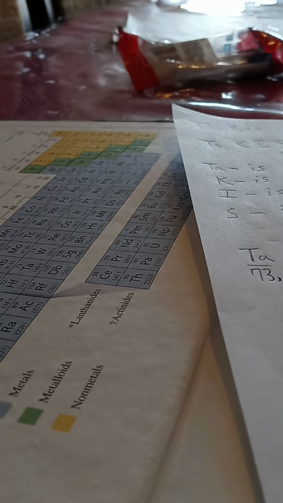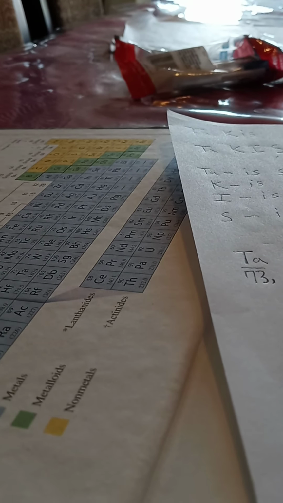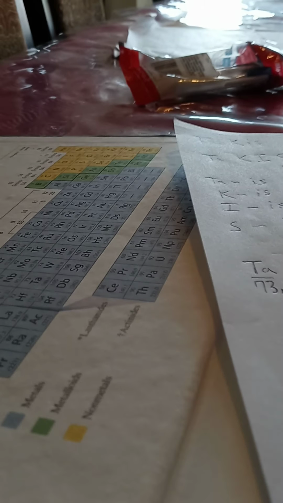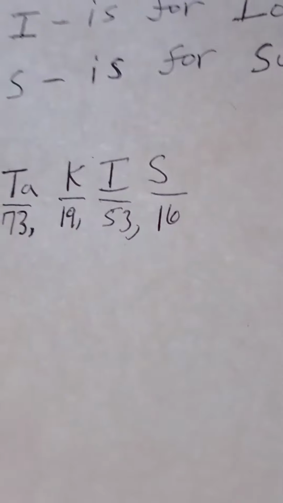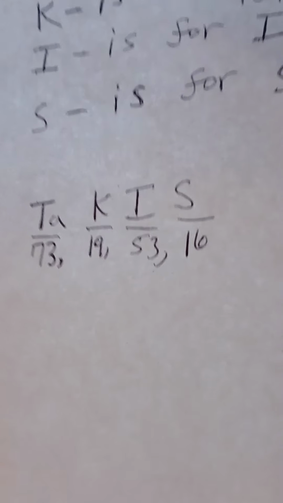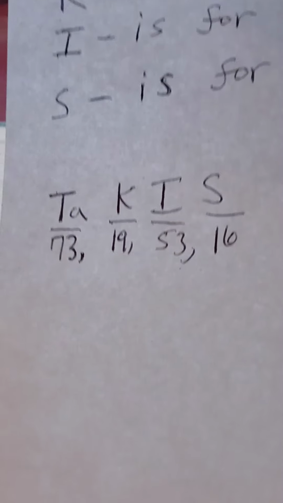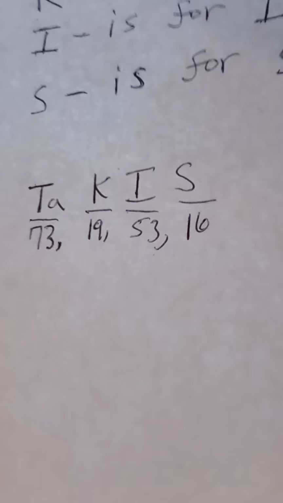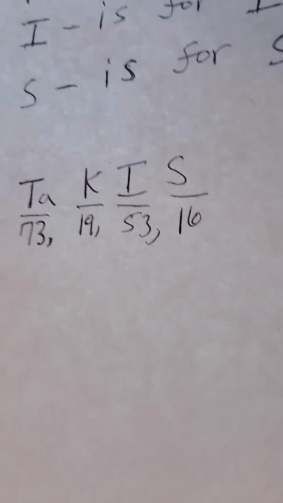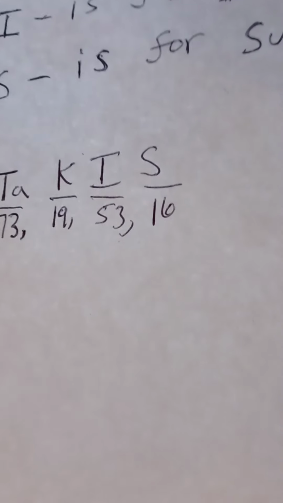It's important to know how to read the atomic number and the atomic mass unit of an element, because you're going to see the periodic table has, see here, Takis, T-A-K-I-S, you have 73 for tantalum, 19 atomic number for potassium, iodine, 53 atomic number. Sulfur, 16 atomic number.